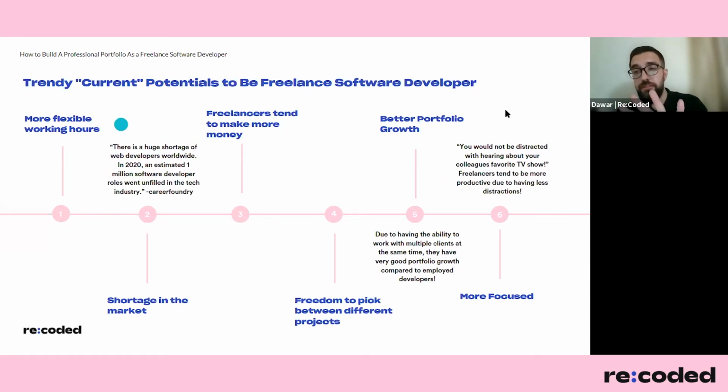These 6 points are a very general overview in answering the question of why to be a freelancer, or why to go freelance. I'm not arguing that freelancing is better or that part-time is better. That's totally up to you. But since we're talking about building a strong portfolio as a freelance software developer, it's very important for you to be able to answer that question whenever somebody asks you why you are freelancing. And these 6 would definitely contribute to that and give you a better overview of it.